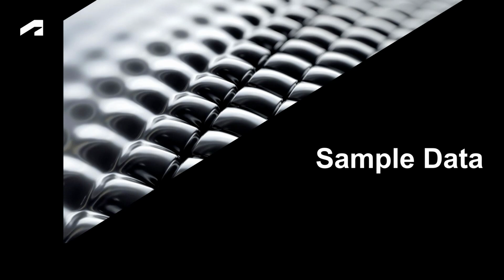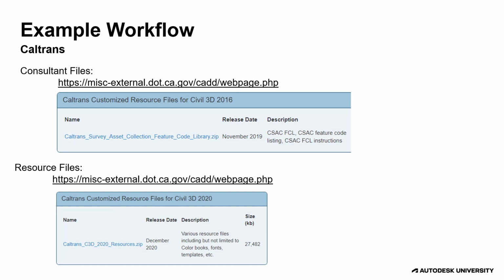And so if you want to get some sample data to try this out on, you can go find it on the Caltrans website. There's some consultant files that contain sample information about the feature code library, what some of the codes are. There's an XML file. And then you can find the settings in the Caltrans Civil 3D resource files, and you can go and download that from that location.